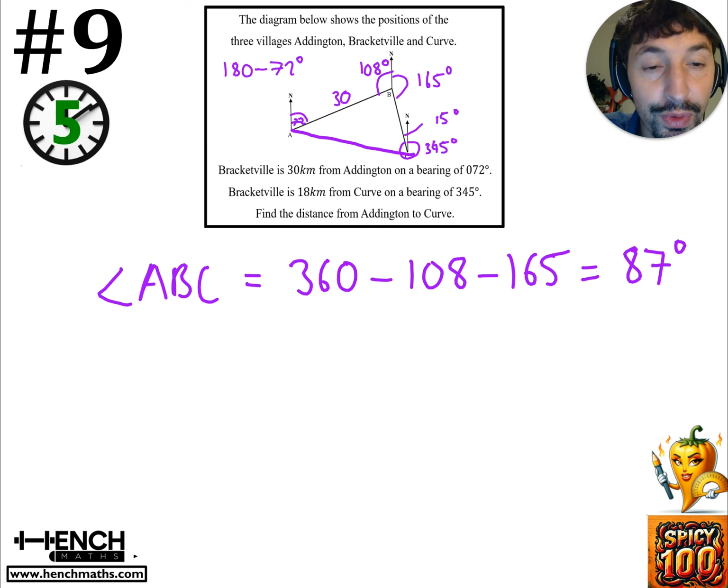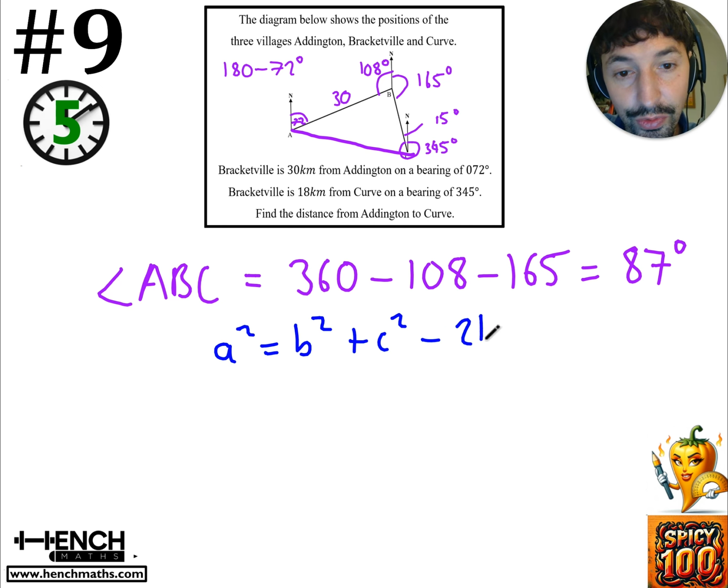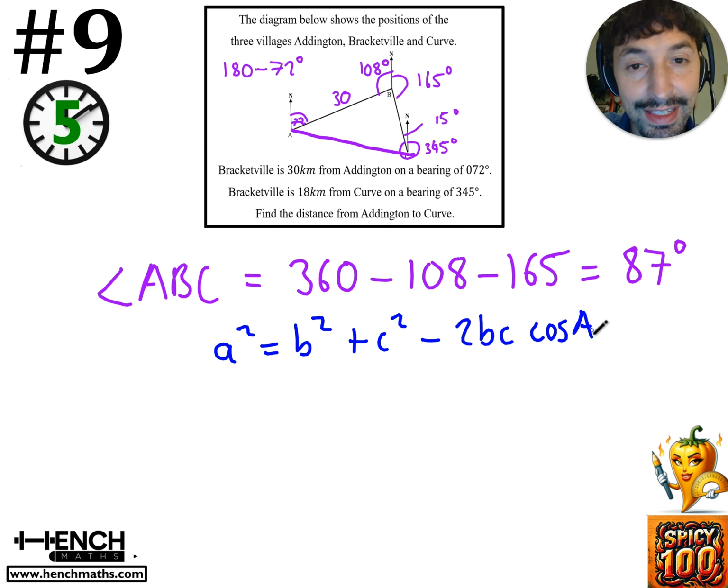So what we're going to do is we're going to be using the cosine rule. So let's just remind ourselves of the cosine rule. So a squared is equal to b squared plus c squared subtract 2bc cos a. So a here as an angle will be this 87, which means the distance that we're trying to find, which is going to be AC, is effectively our little a. So I'm just going to label that there. Always write down the formula that you're using.